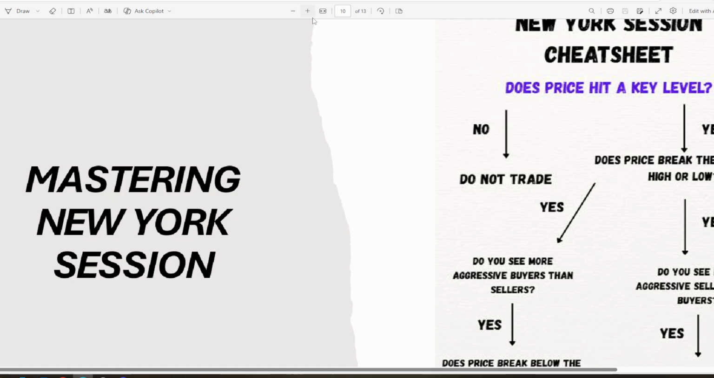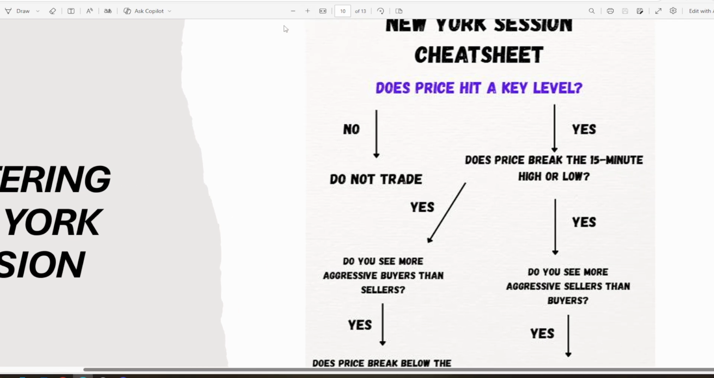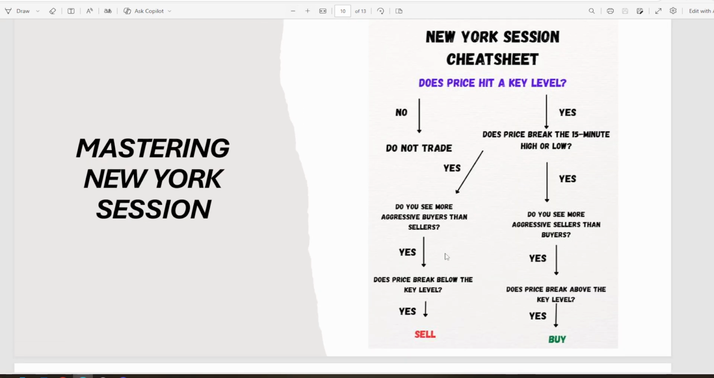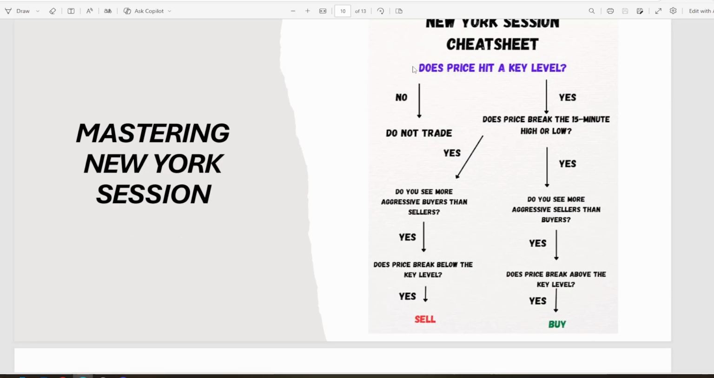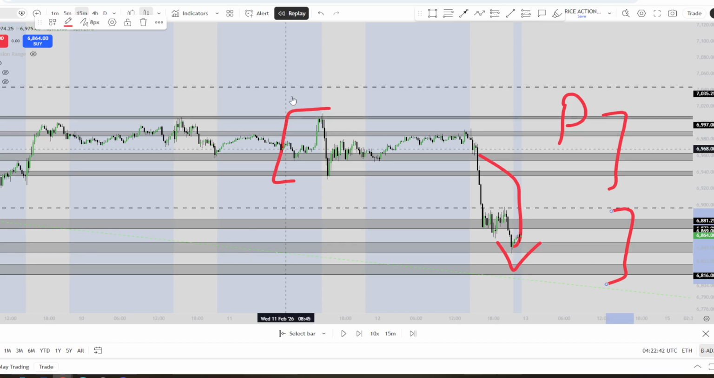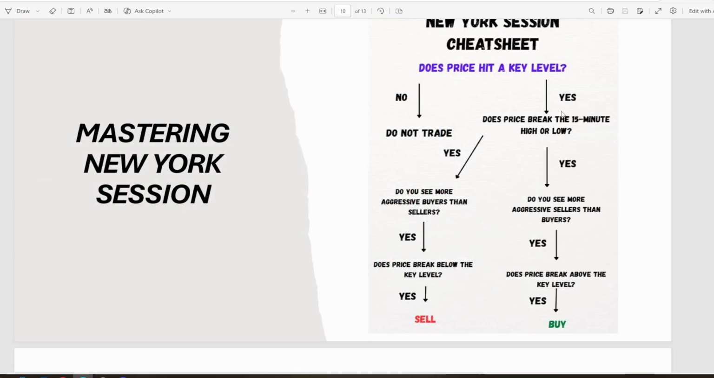And so this is the final thing I want to leave traders on, right? If you're struggling to trade New York session, I want you to use this framework I've made. I call it mastering the New York session, right? So does price hit a key level? Yes. Does price break a 15-minute high or low, right? So again, let's go here. So no, sorry. So does price hit a key level?